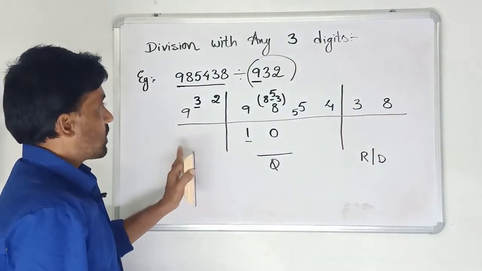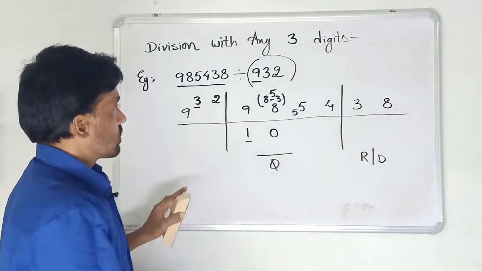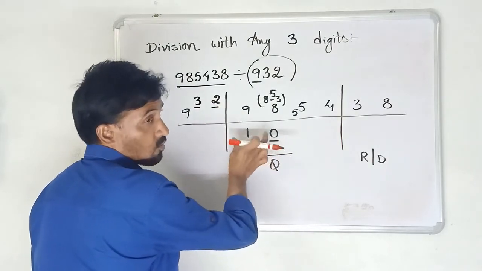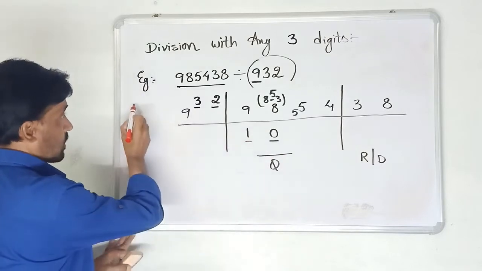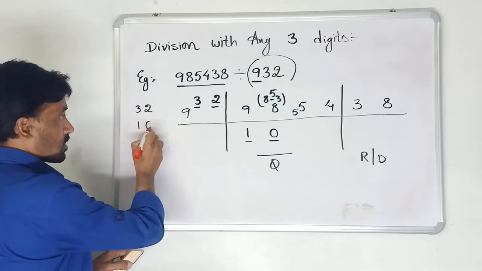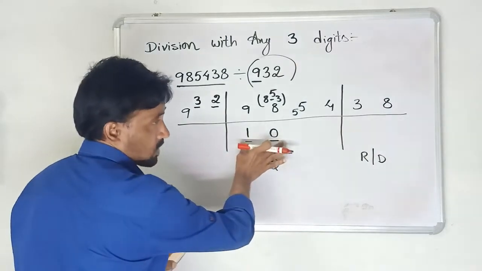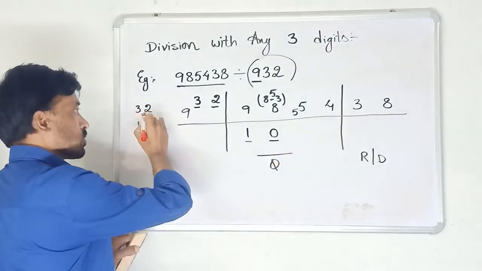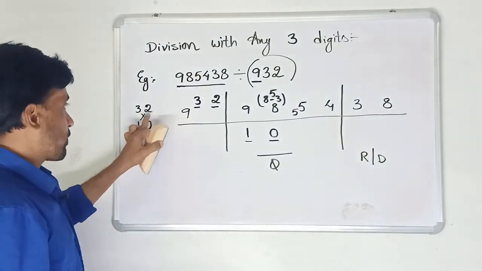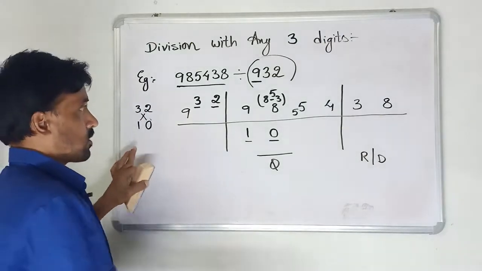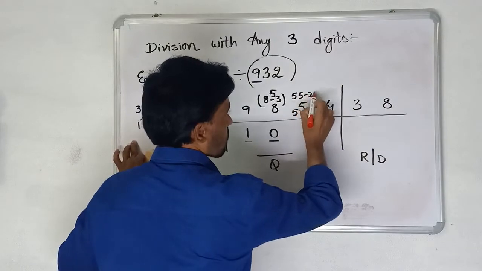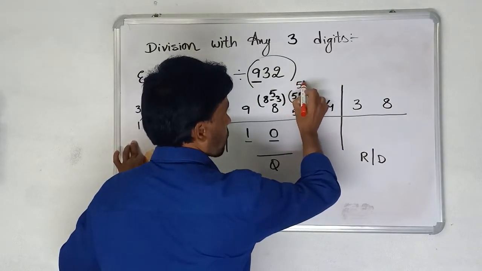Okay. Now here we have one more suffix digit and one more quotient digit. We do cross multiplication like this: 3 times 0 is 0, and 2 times 1 is 2. Now the value is 2. From 55 we subtract 2. Now we have 53.